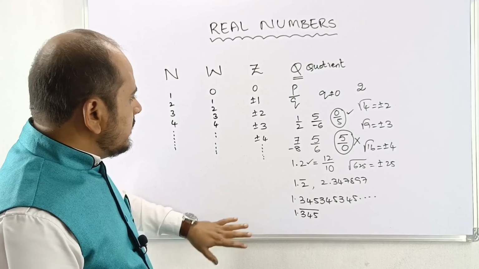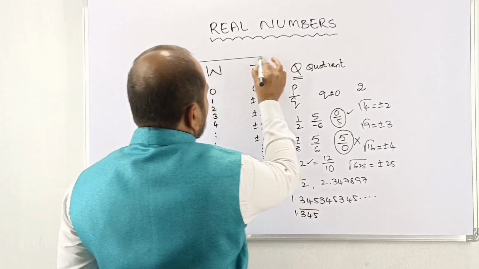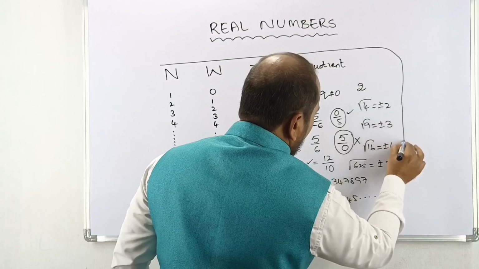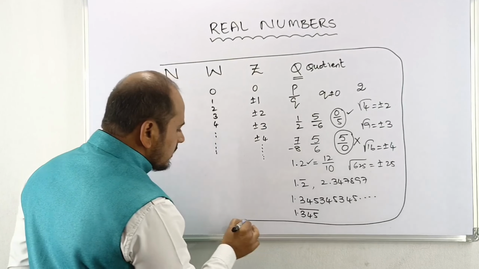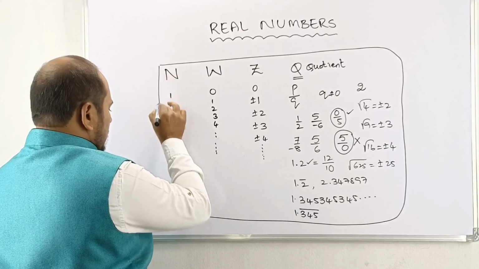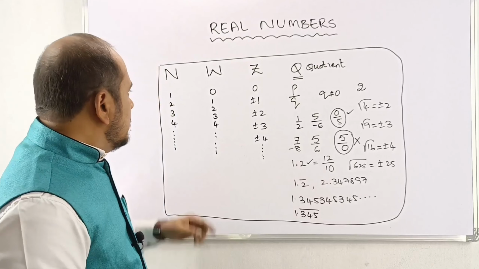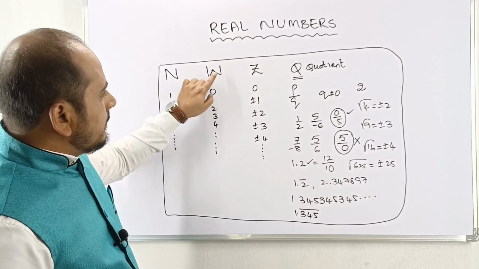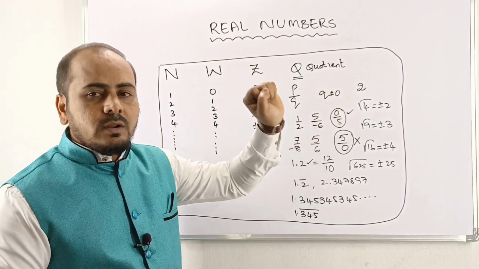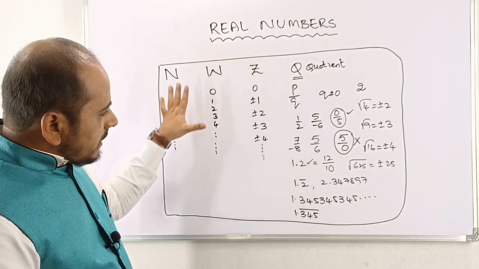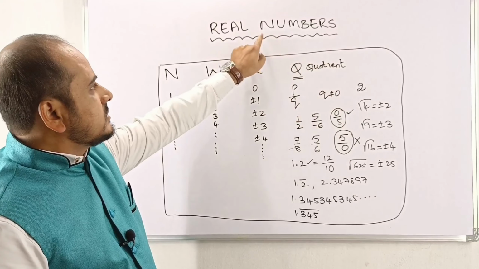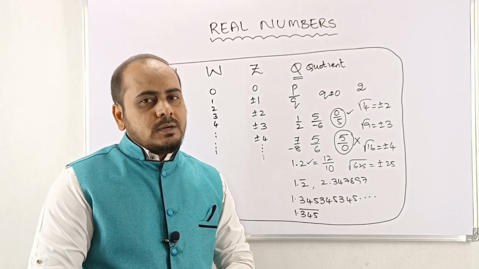I now come to the point. What are the real numbers? My dear, the combination of all these numbers is called real numbers. Once again I am going to repeat: natural numbers, whole numbers, integers, and rational numbers. The combination of all these numbers is called real numbers.